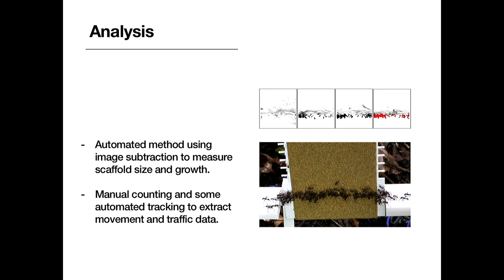And so we developed an automated method using some image subtraction to get rid of the moving ants and figure out who's actually stationary, and that becomes the size of the structure that we're measuring.